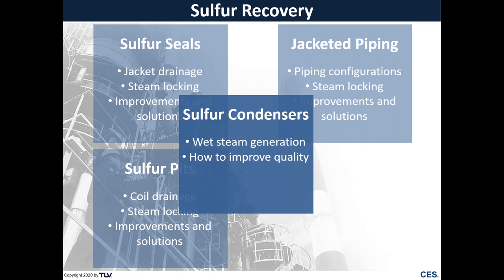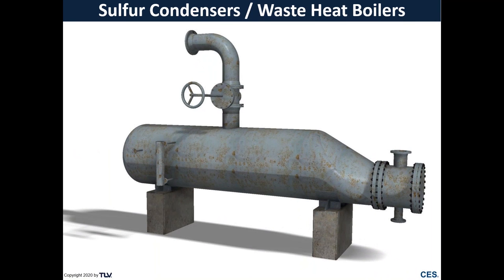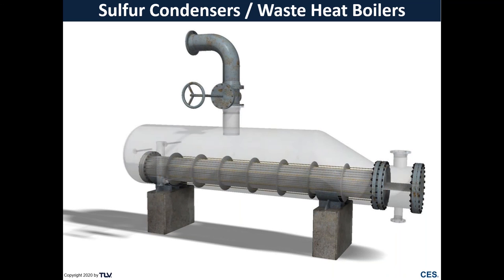Now, we're finally moving on to a slightly different type of application, sulfur condensers, where there's really not much concern for steam locking. So different issues, different recommendations. But functionally, these work the same way as waste heat boilers. Waste heat boilers are often found in other refinery units and petrochemical sites. They're sometimes kettle type reboilers, with tubes in the middle and a large vapor space above.